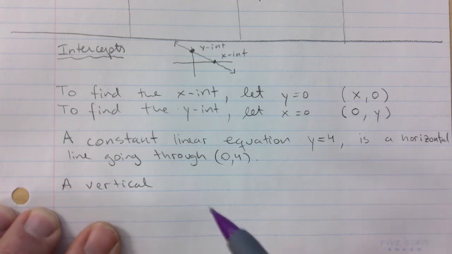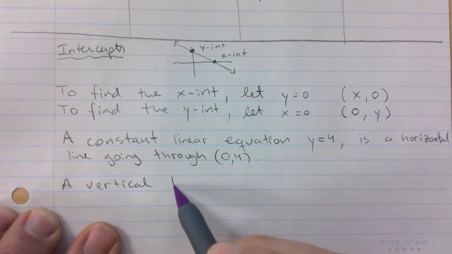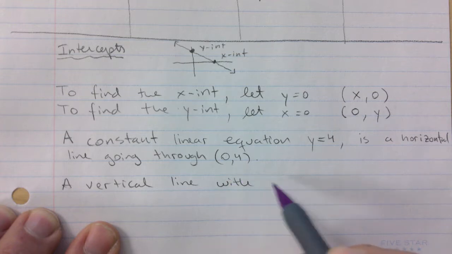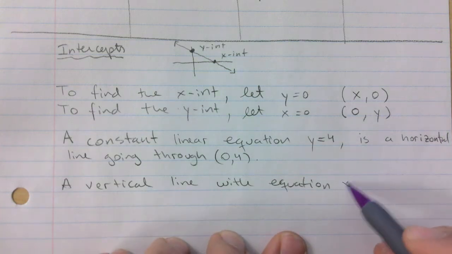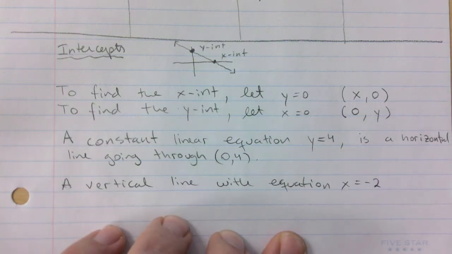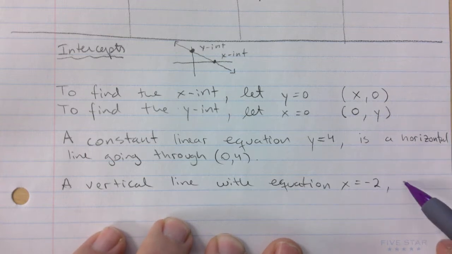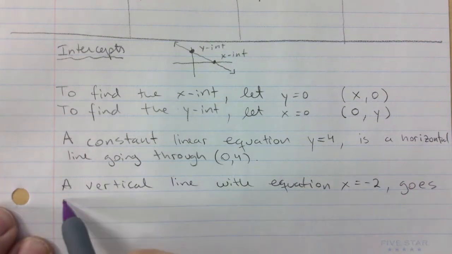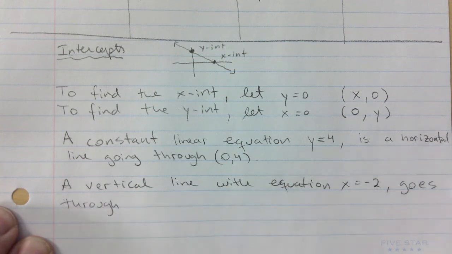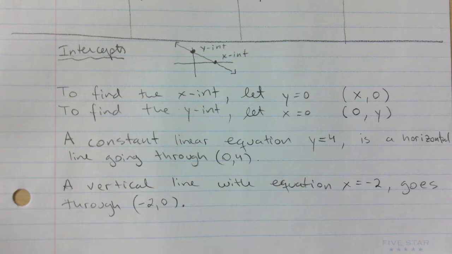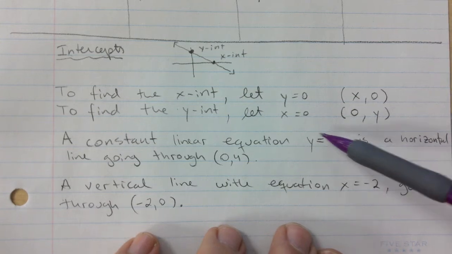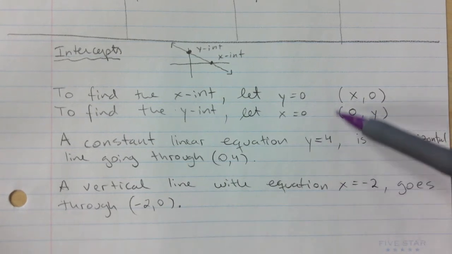A vertical line with equation x equal to -2 goes through -2, 0. These are just examples, right? And these two, for some reason, students mix up. Like they'll sometimes graph y equals 4 as a vertical line going through 4.